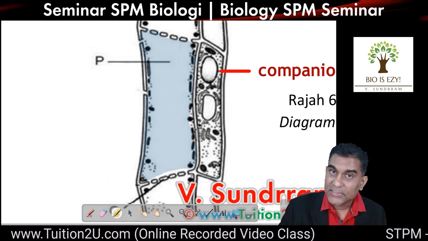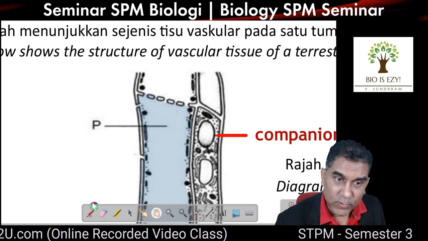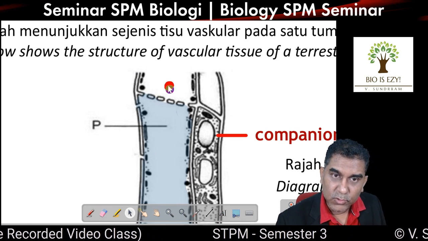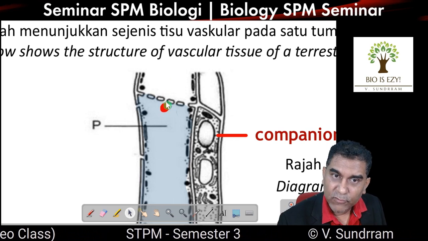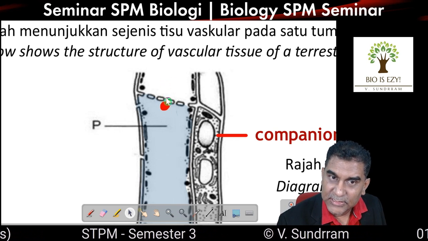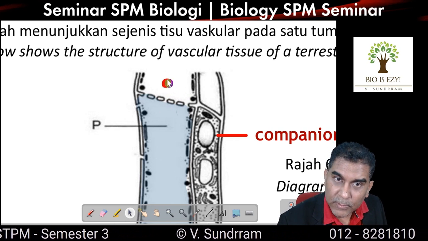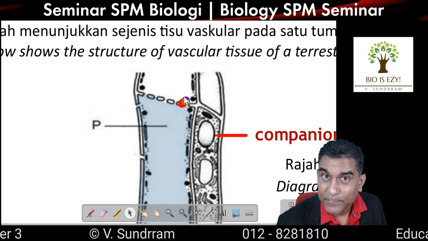The second adaptation is, if the sucrose wants to move from one cell to another cell, imagine this is the sucrose molecule. If the sucrose wants to move from one cell into another cell, they have to pass through the cell wall. Dia mesti lalu dinding sel. Ini adalah dinding sel. So untuk memudahkan, sekarang kita panggil dia plat tapis. We call this the sieve plate.